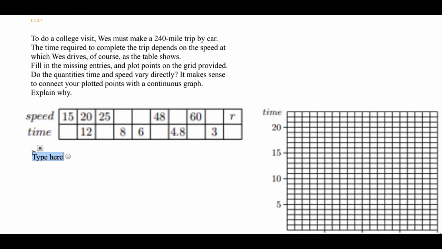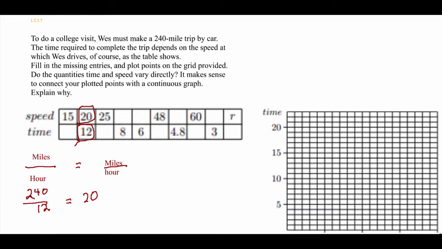This video is about homework 33, questions 129 through 131. We're looking at a college visit where we have a 240-mile car trip. If we look at miles divided by hours, or miles per hour, our miles was 240. Let's take an example: if you look at the time of 12 hours, 240 divided by 12 is going to be 20, which is our answer on our table.